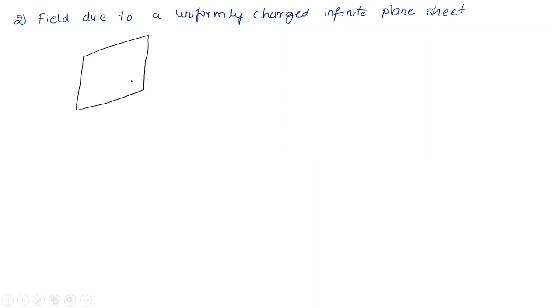This is a plane sheet. It is uniformly charged with a positive charge density. I am going to take positive charge density just for the sake of convenience. Sir, why only positive? Why can't we take negative? You can take negative, not at all an issue. But the direction of electric field just reverses. That's it. If you take negative charge density, nothing more than that.